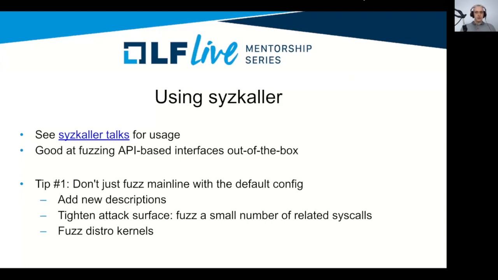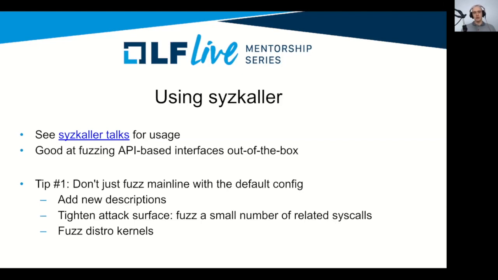Some tips about using syzkaller. The first one is don't just fuzz mainline with the default config, because we already have syzbot that fuzzes the mainline kernel with a bunch of config options enabled. If you're fuzzing it locally, most likely you will not find anything new. So to actually find new bugs with syzkaller, the first thing you can do is add new descriptions. The second thing you can do is tighten the attack surface, which means instead of trying to target all 300 syscalls that the kernel has, just choose three of them.